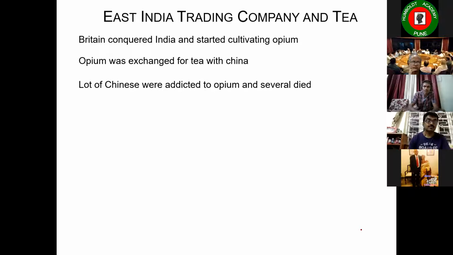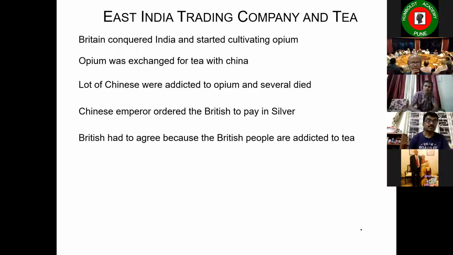Now there is a problem. So Chinese people were addicted to opium, and a lot of people died. That's called the Opium Epidemic. Because a lot of people were dying, the Chinese emperor told the British to pay in silver for tea. Right? You cannot give us opium and take tea. Please give us silver and take tea for that.